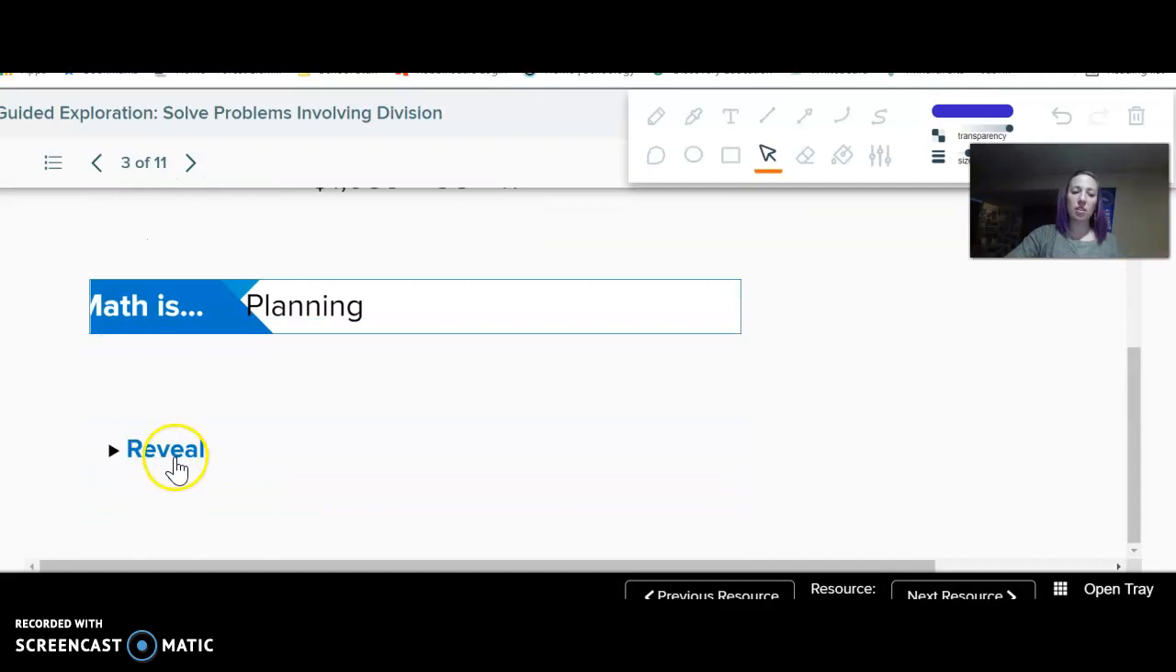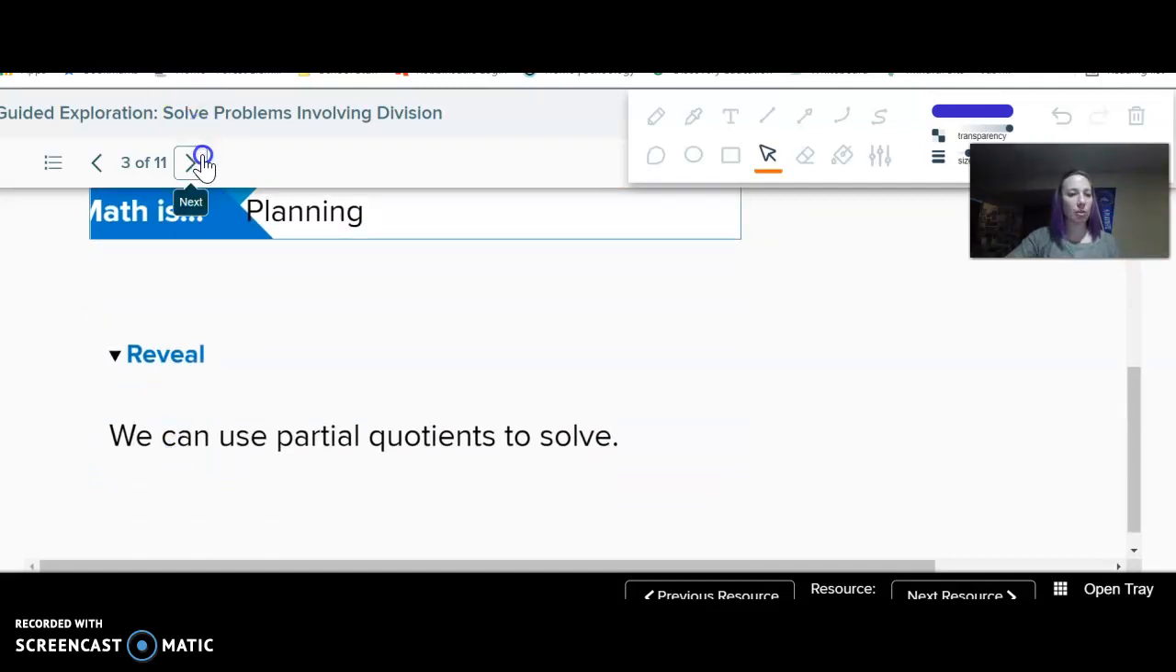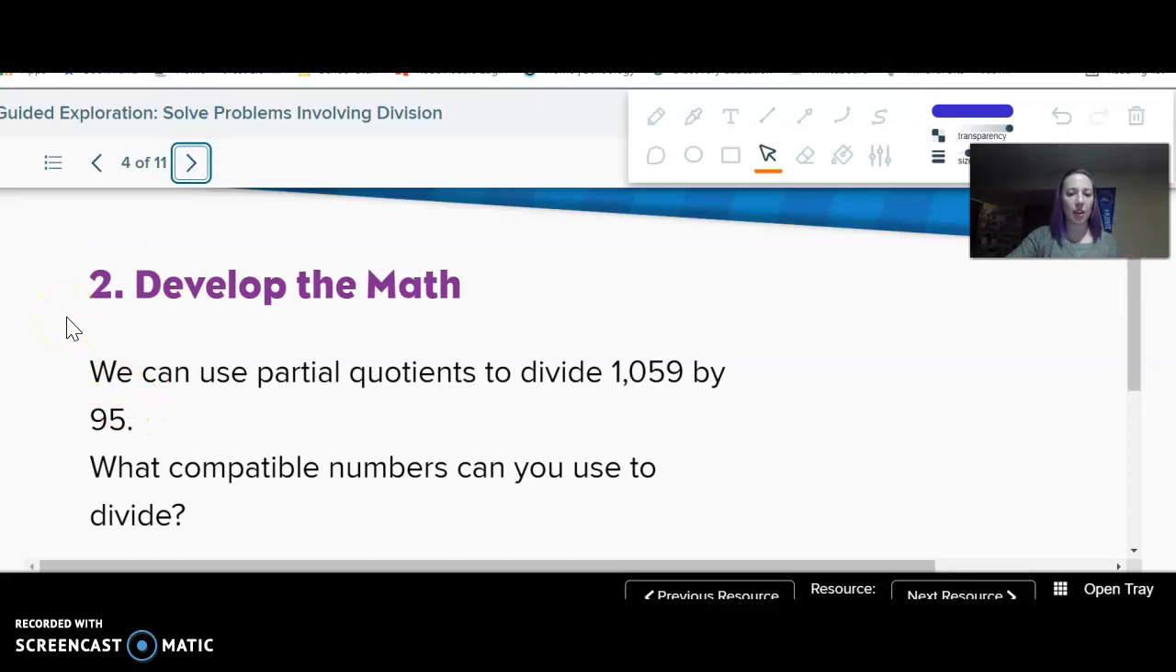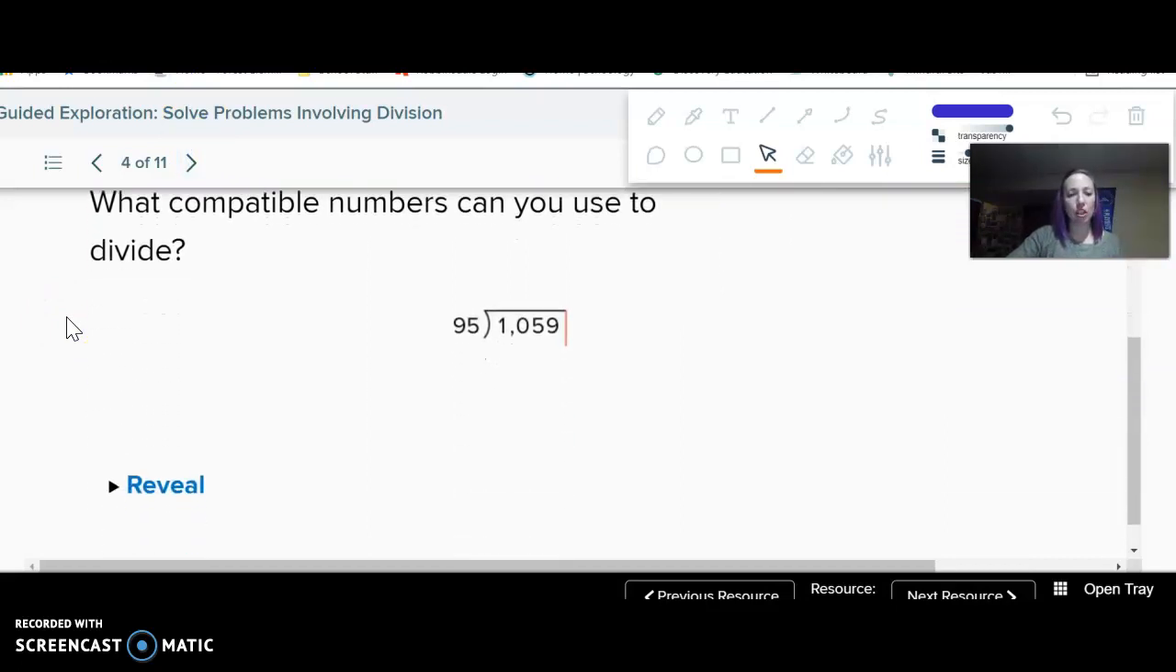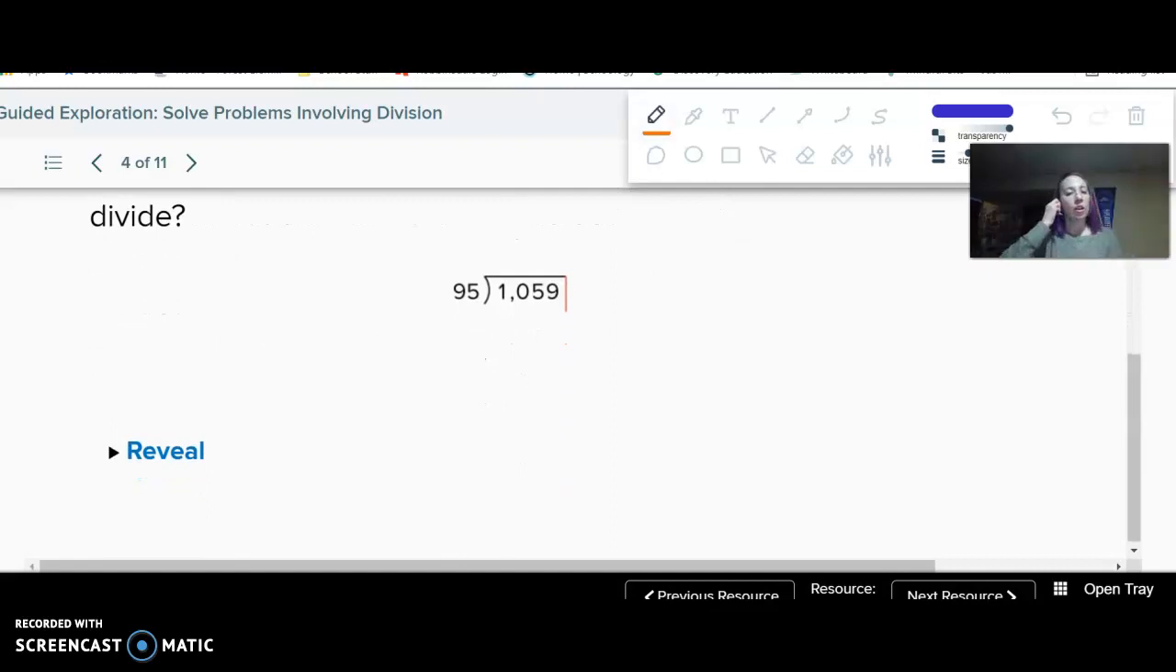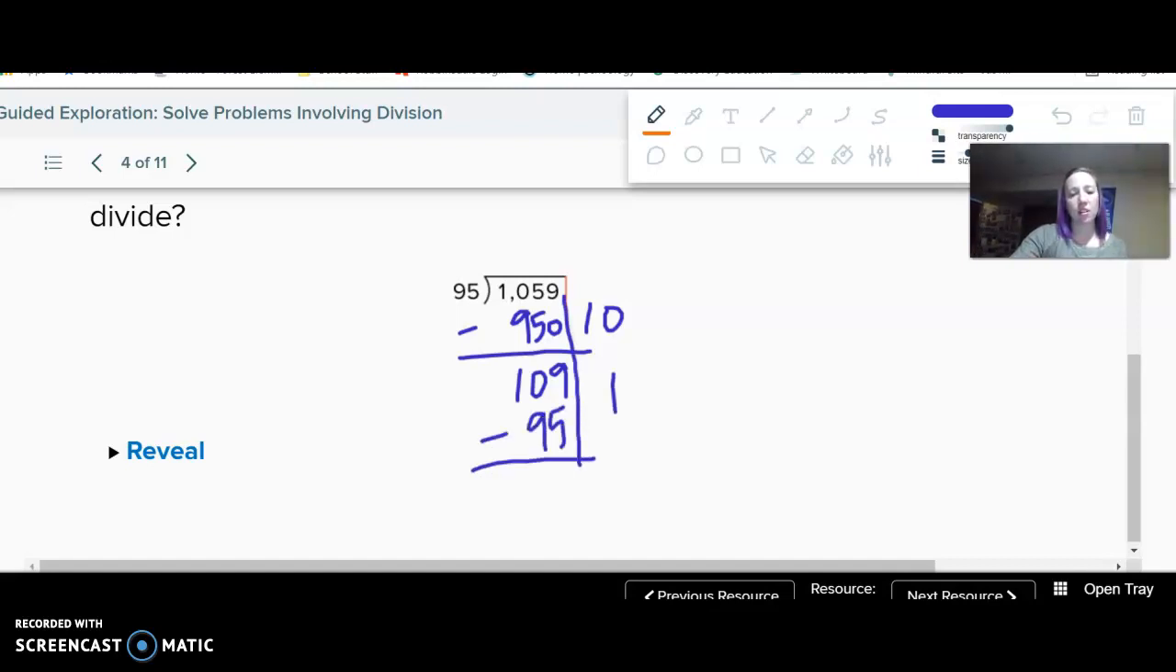So how can you solve it? Well, I'll show you partial quotients. As always, if you want to use the traditional algorithm, that is fine. So let's think about solving this problem. You know me, I like to start with 10 groups if I can. 10 times 95 is 950, which is less than 1,059, so that works. 950, subtract. So 109 is what I have left. I can still fit one more group of 95. And then I get 14. So we add those, so our answer is 11.